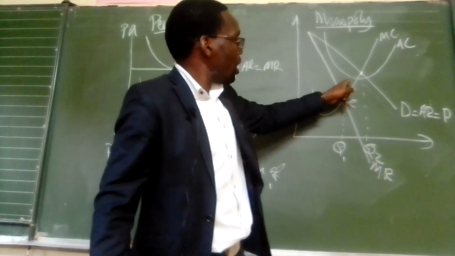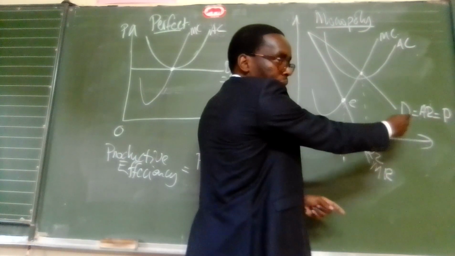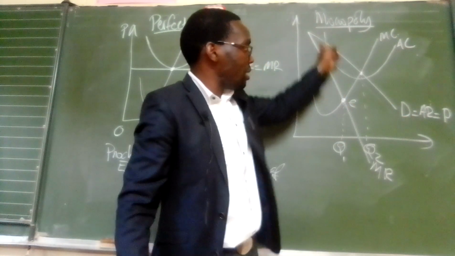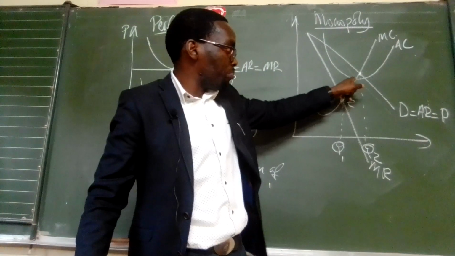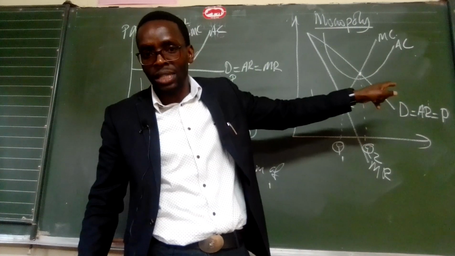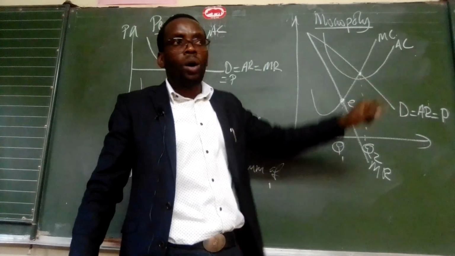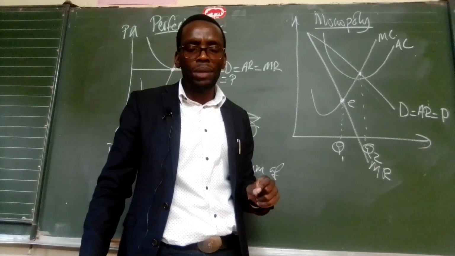Why? Because our price is right there. Our demand curve is representing our price, and then this is our AC. So we are saying there is no point at which price is equal to the minimum of AC. So it means a monopoly firm cannot achieve productive efficiency. Now, what is productive efficiency? Someone may be asking.